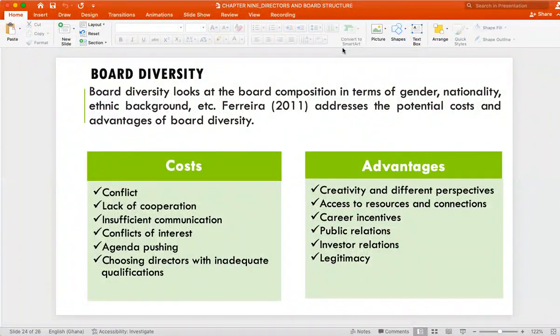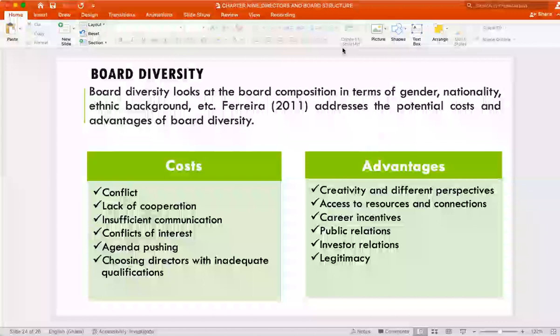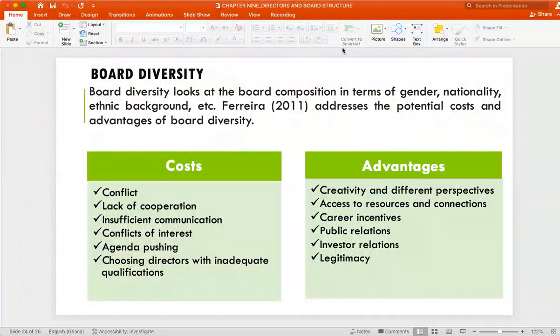Everybody will be pushing for their angle, all right, because they are there thinking they are representing a particular group, a tribe, and this time the tribe is not an ethnic tribe. I'm talking about the group you are representing, okay? So the next point is very similar: agenda pushing, all right? He's there with an agenda because he's pushing for the people that he thinks he's representing, okay? Then it could lead to choosing directors with inadequate qualifications, all right?